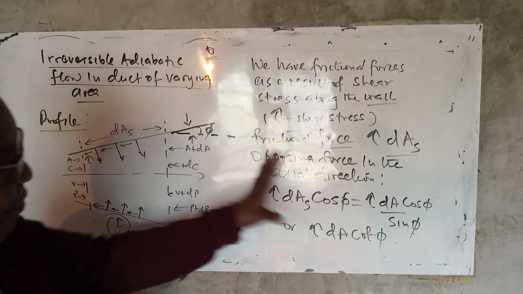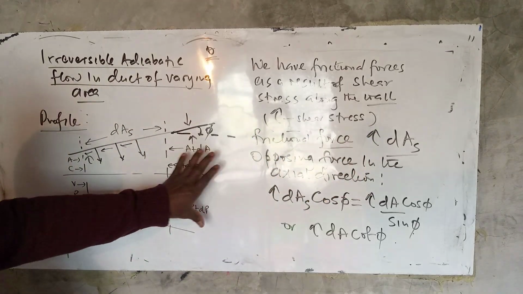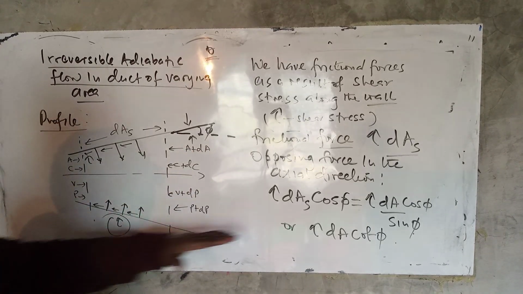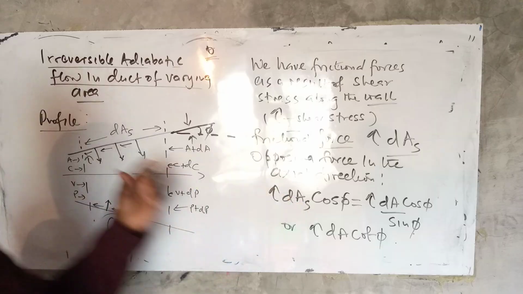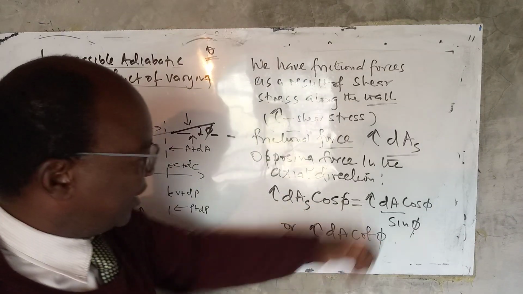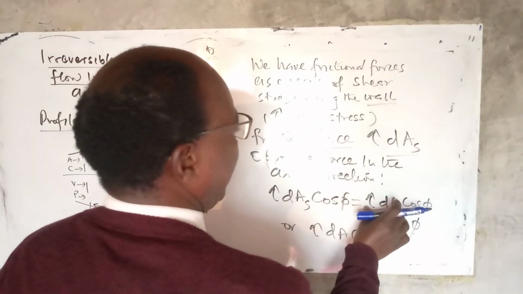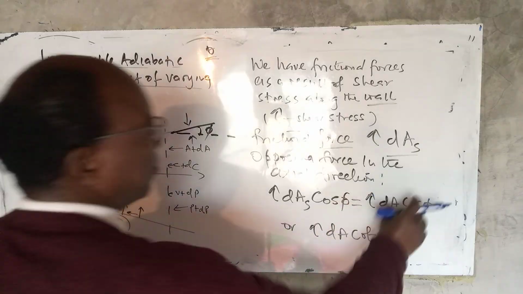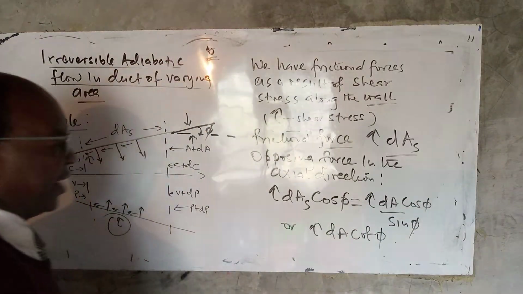So we are saying that the frictional force in that axial direction is the shear stress, and that change in area, cosine of phi, that is basically the same as tau dA cosine of phi over sine phi, and of course from simple trigonometry that is called tangent of phi.